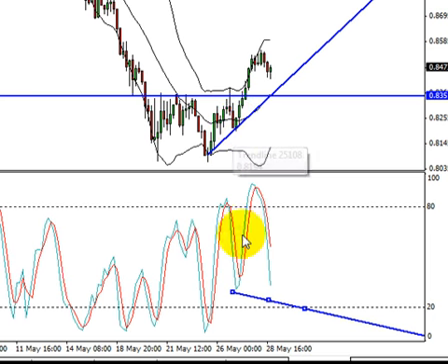If we take a look at the stochastic, it will probably get a lower low right here, and then when it turns up again, combined with a bullish candle pattern around these levels, it will be our signal to go long.